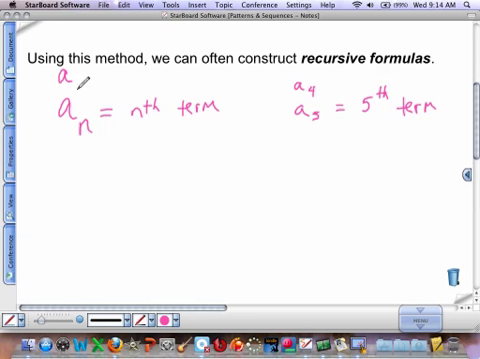Take a look over there on the board. What do we have on the board? What was the term before n? n minus 1. That's something I want you guys to get used to. When you see a sub n minus 1, it means the previous term. That's just a notation that you need to learn to interpret.